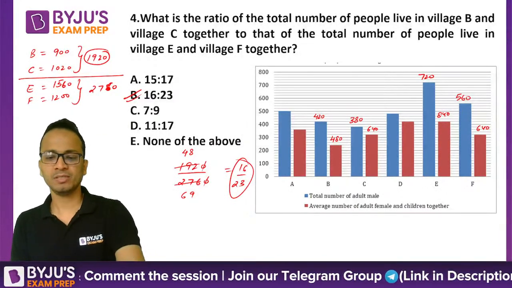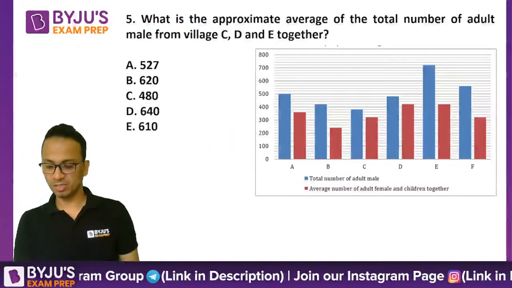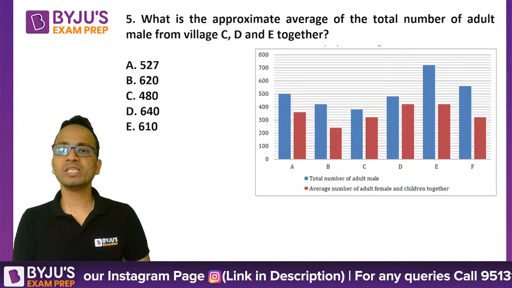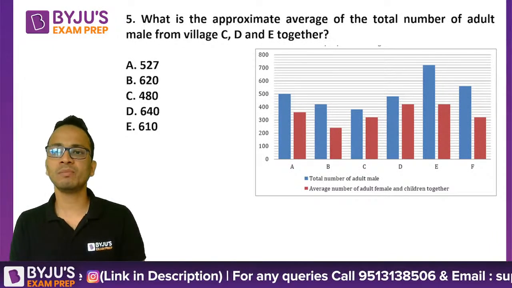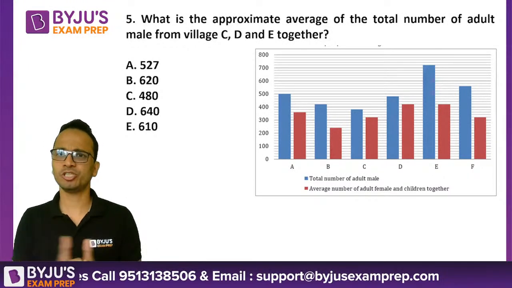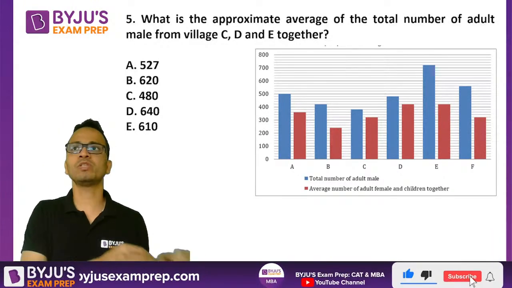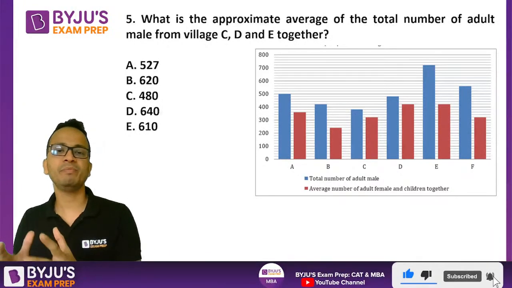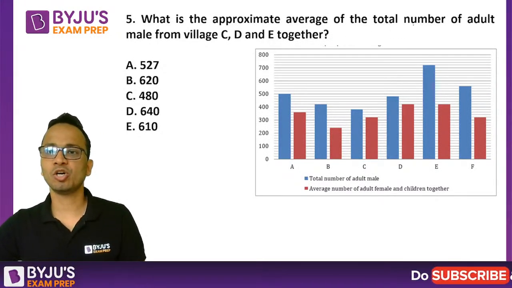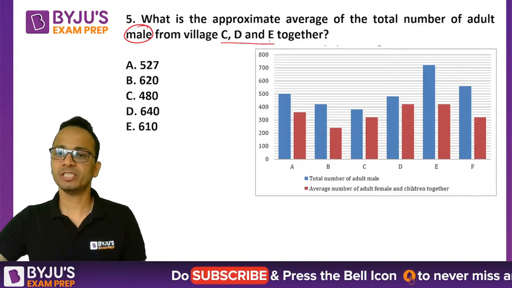It was an easy question. No need to spend a lot of time on this question, and let's move on to question number 5. So the last question of this set, after which we'll move on to the next set. What is the approximate average of the total number of adult males from C, D and E together? Easy question. Like I was telling you, in a particular set there will be 1 or 2 questions which might be difficult, lengthy, but there will be 3-4 questions which will be on the easier side. So approximate average of the total number of adult males of these 3 villages.